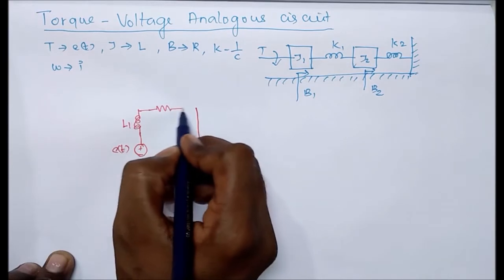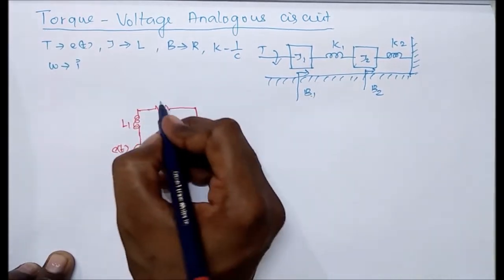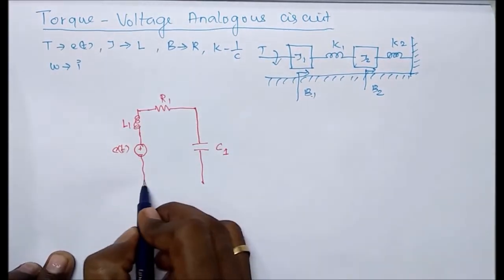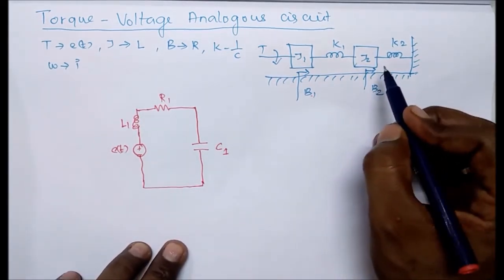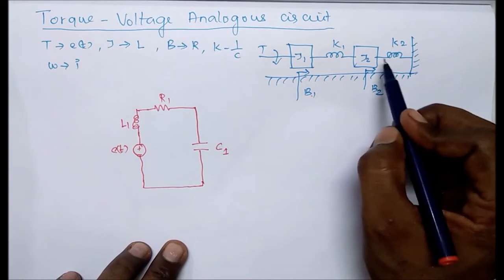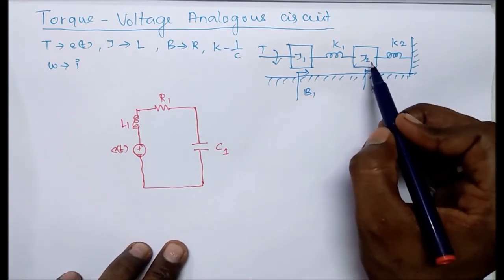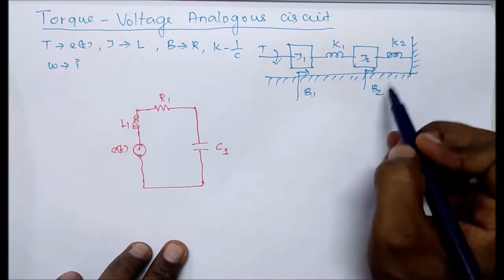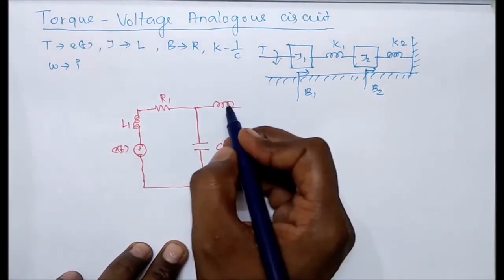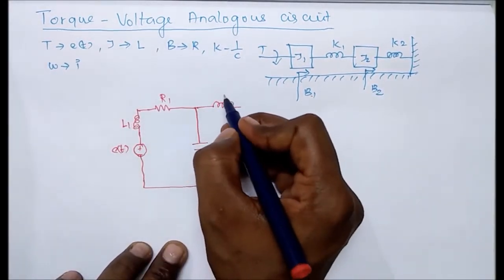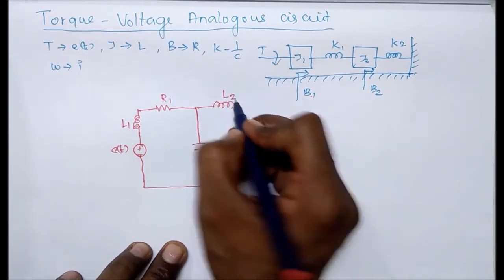Therefore for B1 we have to use R1. So this is nothing but loop 1. Next for loop 2, apart from this common element, it has its own elements J2, K2 and B2. For J2 we know we have to use an inductor, like in the first loop. So here for J2, L2.